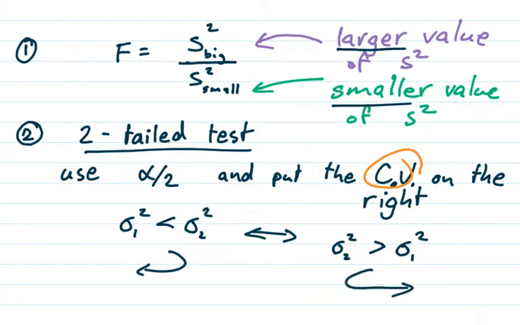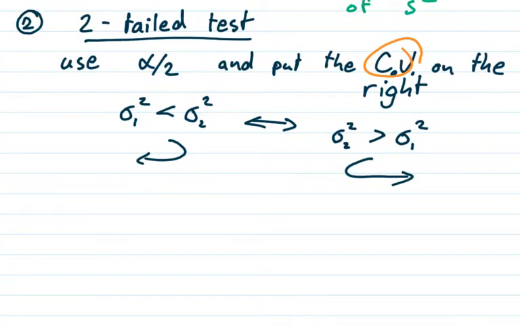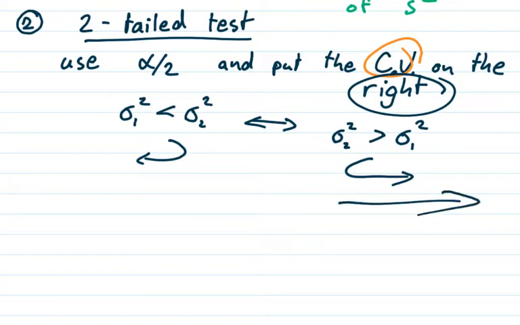So whenever we do an F test, our statistic has to be positive, and it's going to be greater than 1 because we're dividing a bigger number by a smaller number. And so we always have to set it up as a right-tailed test. Even if it's a two-tailed test, we'll put the critical value on the right side and use alpha over 2. If it is a left-tailed test, we'll just switch it around and make it into a right-tailed test. So it's always going to be a right-tailed test.